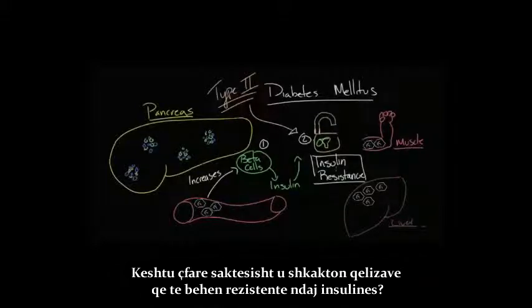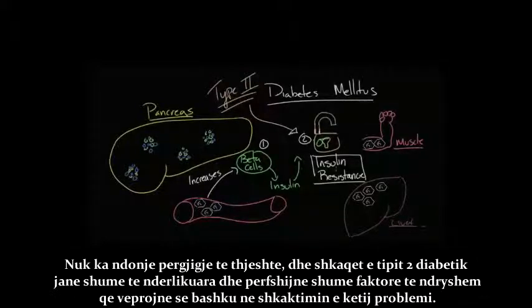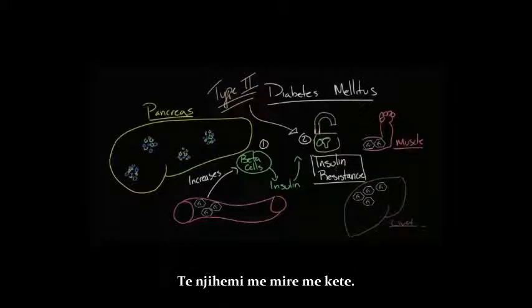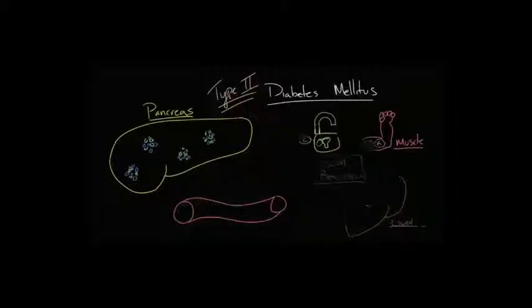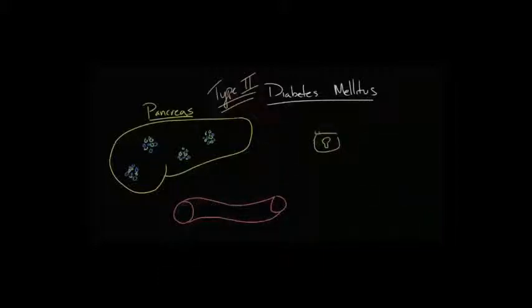So what exactly causes the cells to become resistant to insulin? Well, unfortunately, there's no simple answer to this, and the cause of type 2 diabetes is very complex and includes many different factors that work together to cause the problem. So let's get a little bit better idea of this. I'm going to just erase some of our work here so we can get a little more room.